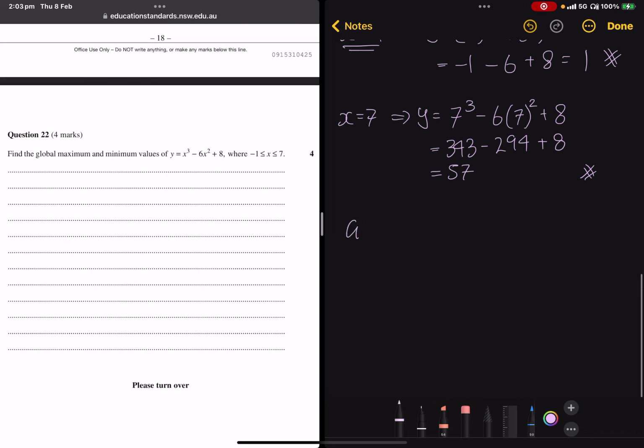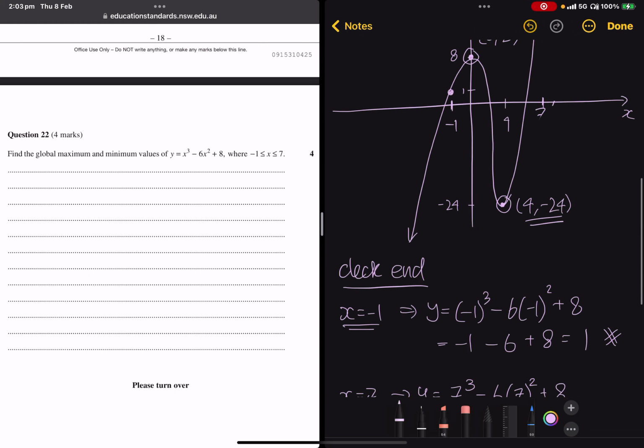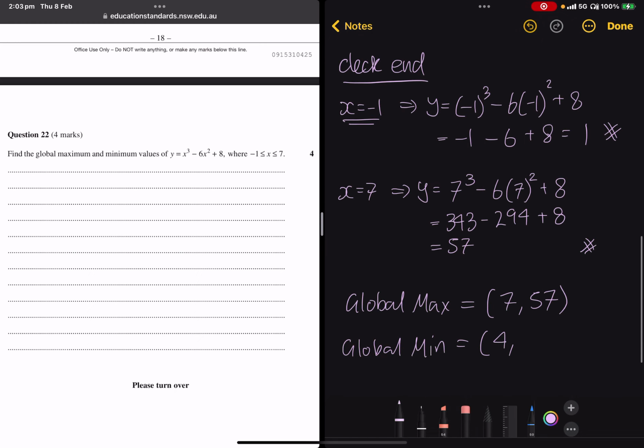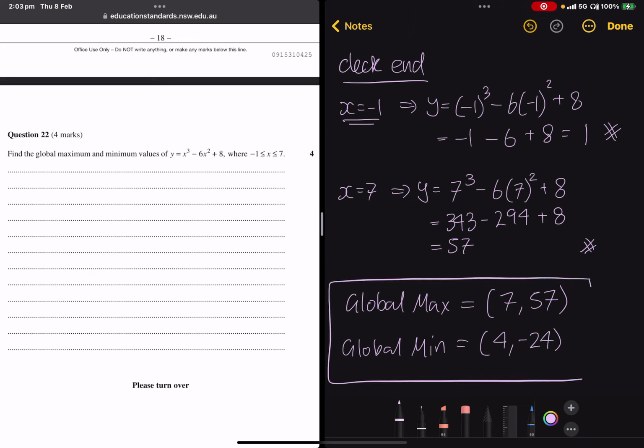So we found that the global max is actually the endpoint, which is the point (7, 57). And then the global min, which is the local min, is actually (4, -24). And these were the answers that we were after in this question.